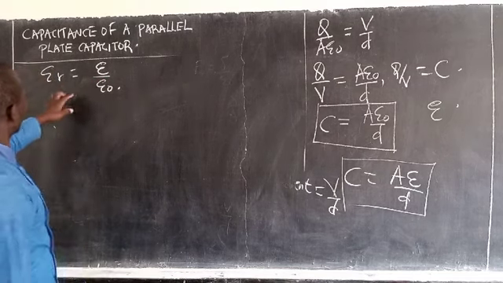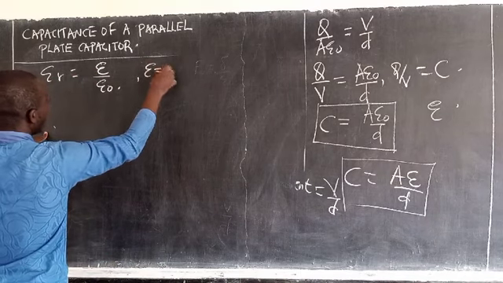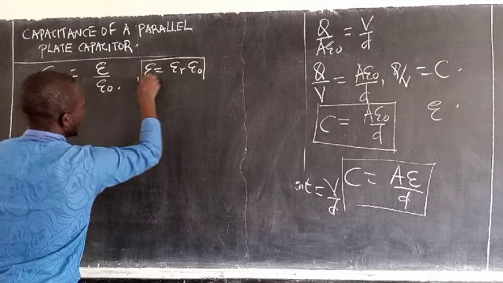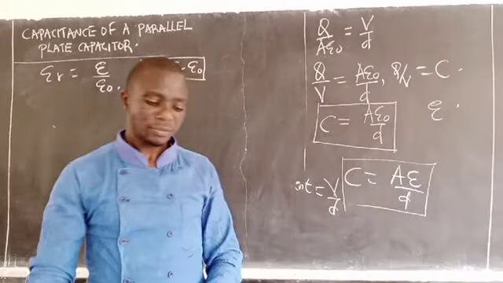And of course, in future, if we need this one and we have this and this, then you can see that epsilon will be equal to epsilon R times epsilon naught. We shall also use this one at some point in the near future.